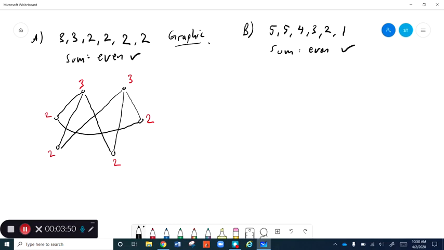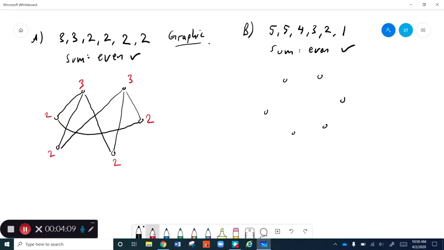Done. All right, so now let's look at B. Well, we got 5, 5, 4, 3, 2, 1. Let's attempt to make such a graph. Again, I'm going to do 6 vertices: 1, 2, 3, 4, 5, 6. There we go. And again, I'm going to start with the largest numbers.